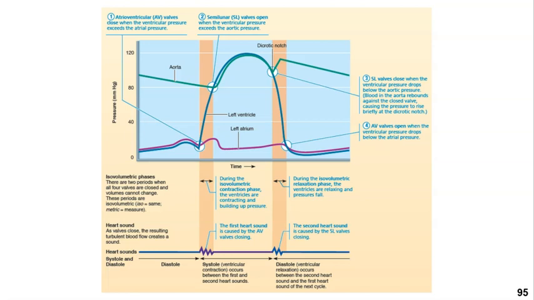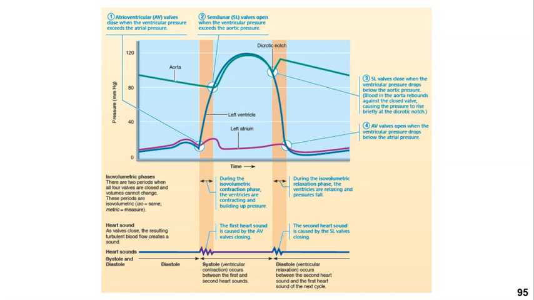The point at which the ventricular pressure exceeds the aortic pressure is the point at which the aortic semilunar valve will be forced open, meaning that the cardiac cycle will then enter the ventricular ejection phase, and blood is going to be pushed into the large arteries. In this example, we see that the blood is going to be pushed into the aorta.